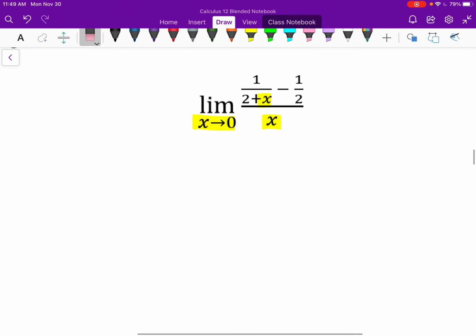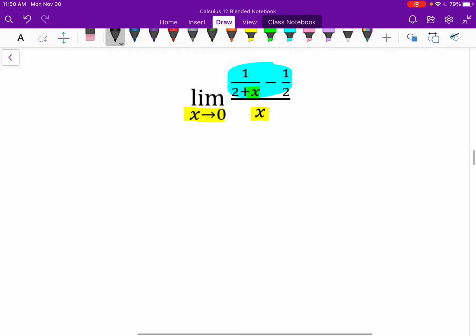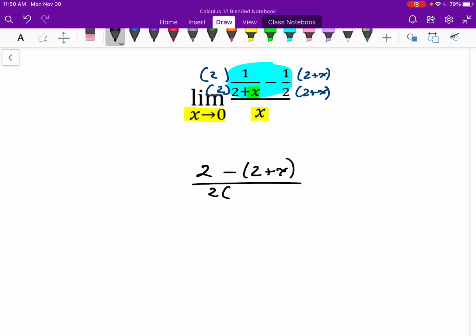Well, let's algebraically see if there's a way to simplify this expression. Let's take my numerator and find a common denominator, which means I'm going to multiply this side by 2 plus x, numerator and denominator, and this side by just 2. So finding a common denominator, I have 2 minus 2 plus x over 2 times 2 plus x. All that's being divided by x. I'm going to write it as times 1 over x.